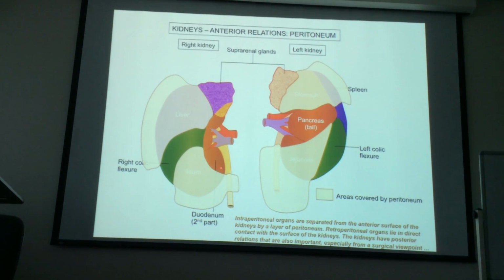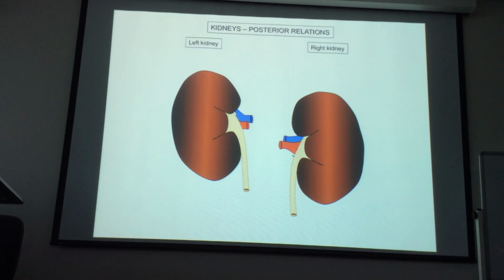Here the duodenum is sitting above the kidney. The colon is sitting above the kidney. Now, coming back posteriorly. The one who's down is always right. The one who's up is always left. Now, we learn that the 11th rib is only for the left, not for the right. The 12th rib is for both.